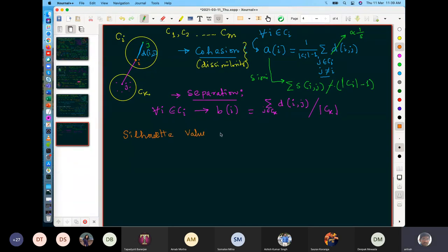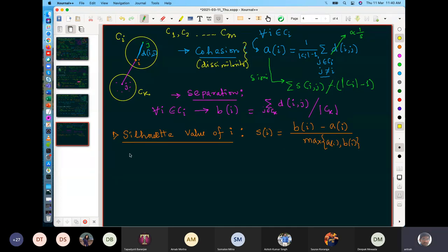Now I declared something called a silhouette value of point i. So the silhouette value of point i, let's call it S_i, is what is given in your project document. It is (b_i minus a_i) divided by max of a_i and b_i. Let us try to understand this. To understand this, let us break it down into three components.